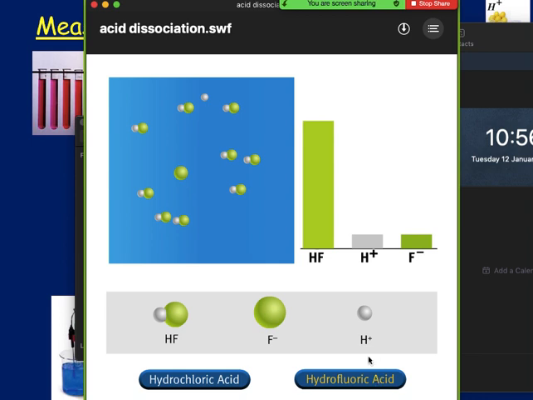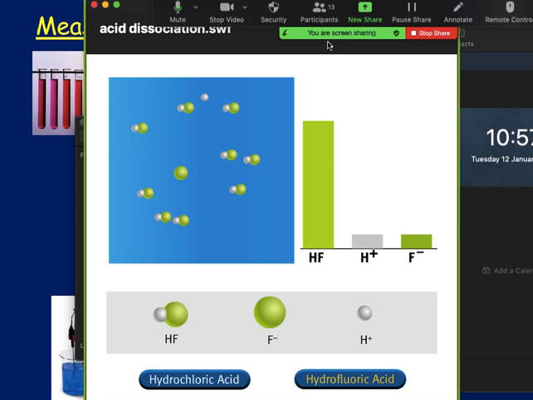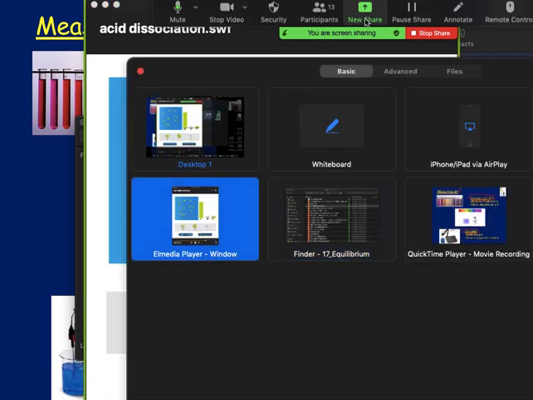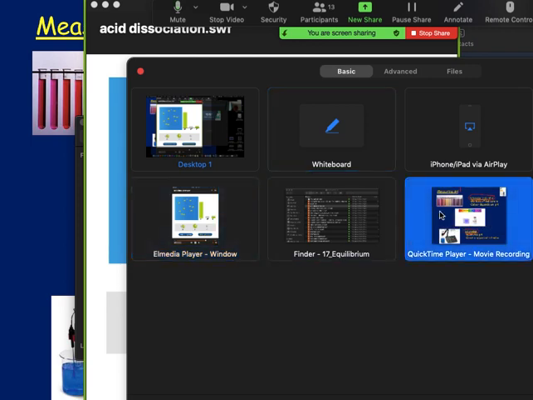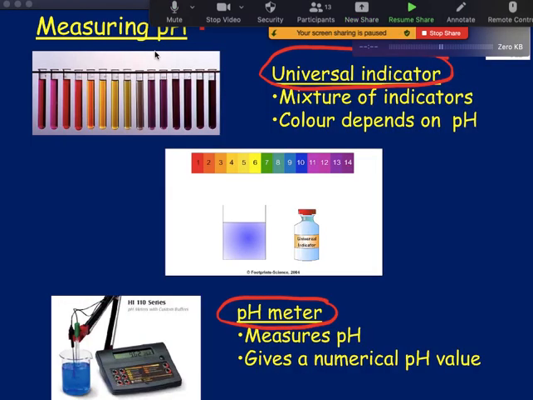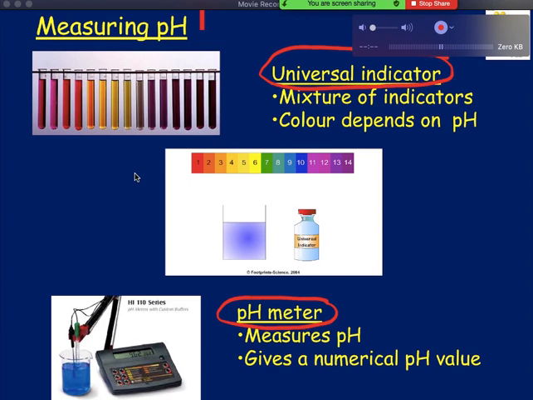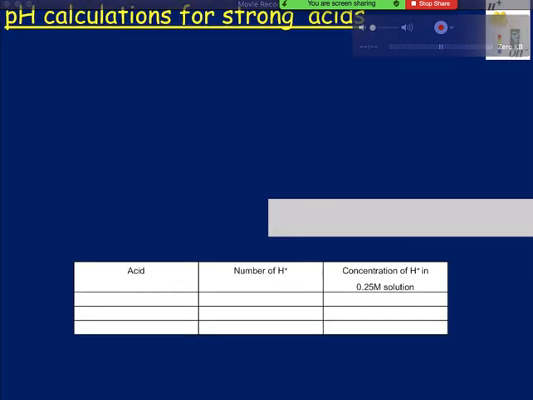So all this is showing you that a weak acid put into water will only dissociate ever so slightly into H+ and F-, and the vast majority of it will be present as HF. So I need to change my share. Go back to this. Okay, so we're now going to see, can we get into the maths a little bit?